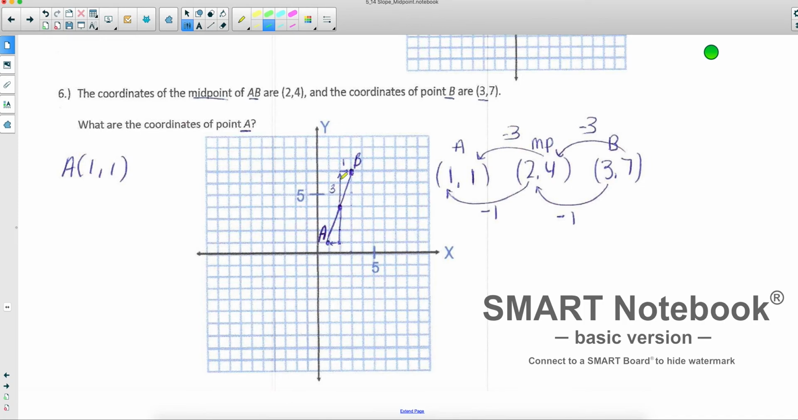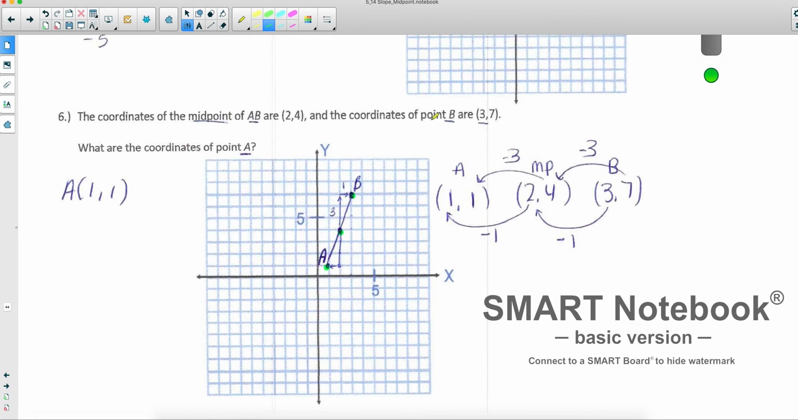I showed you both ways here. Here's the given center, and here's the given endpoint. We have to find the other one. From the center to the endpoint, we went up 3 over 1. So I can apply that in the reverse direction. I can go down 3, left 1, and it gets me to this point right here, 1, 1.